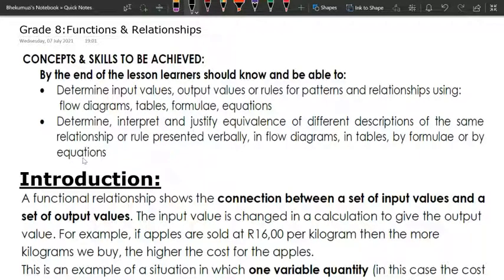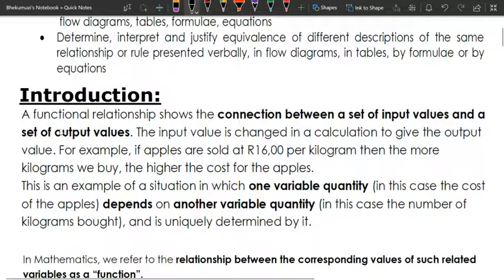And then also, you need to be able to determine, interpret and justify equivalence of different descriptions of the same relationship. So in this case, they're just talking about if you had to put it in a flow diagram, you are able to convert some of the information that is there into maybe a formula or into a table or into equations. And the rule presented verbally, in tables, or by formula or by equations.